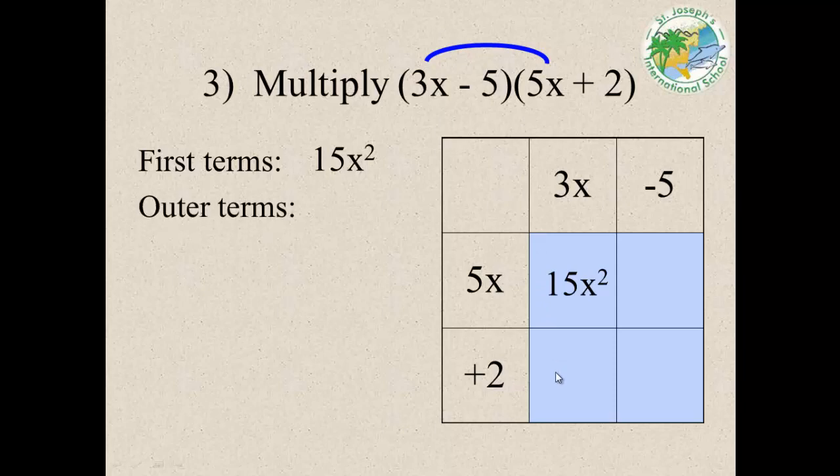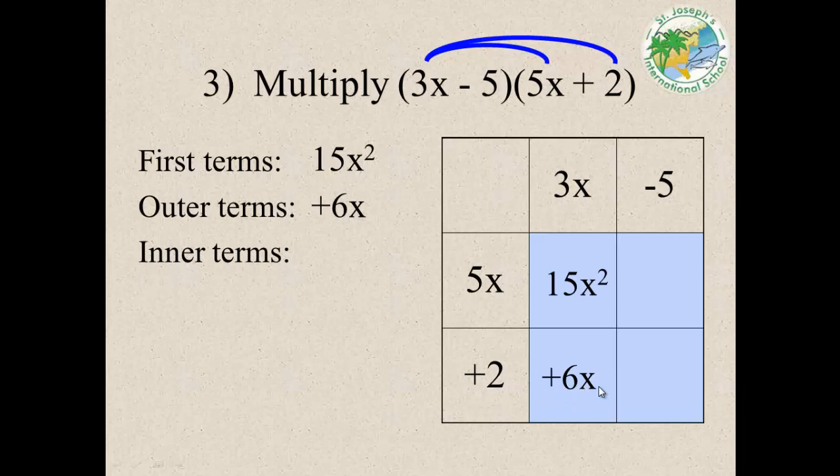Outer terms, 3x times 2 equals 6x. Here, 3x times 5x, 15x power 2. 3x times 2 equals 6x.